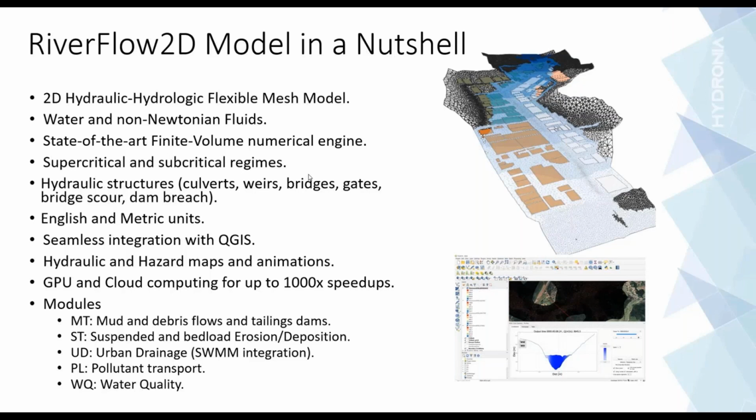The model can deal with supercritical and subcritical regimes, which is important for the type of rapid events that occur in dam failures. It can consider hydraulic structures such as culverts, weirs, bridges, gates. It can do bridge scour and dam bridges, as we will see. It works in English or metric units, so it can adapt to different countries' standards. It has a graphical user interface that is based on the QGIS software, which is an open source free software. And it has a number of mapping tools that can create maps for all of the hydraulic results of the model, like velocities, depth, water surface elevations, but also many other plots as well, like hazard mapping and also animations.